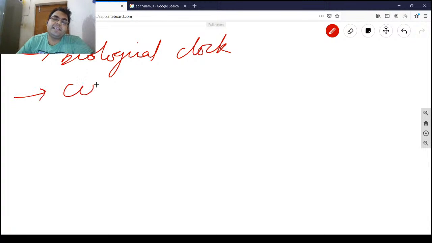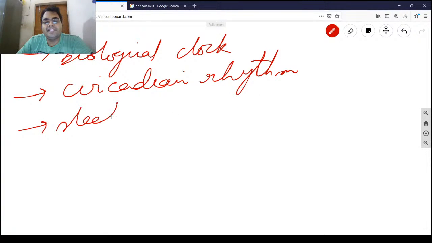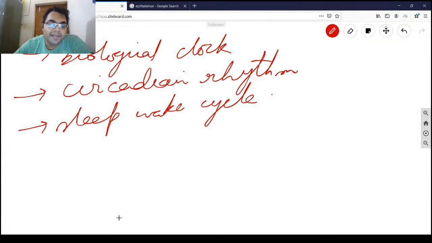You can call it circadian rhythm. You can call it the sleep wake cycle. It depends on you what you call it. But the hypothalamus is accountable for establishing the circadian rhythm patterns of biological activity, which is the sleep wake cycle. Always remember that it occurs on a circadian schedule, which is a cycle of 24 hours.